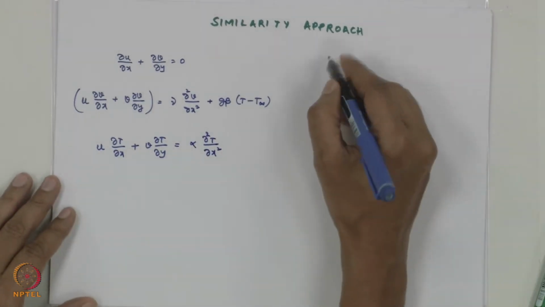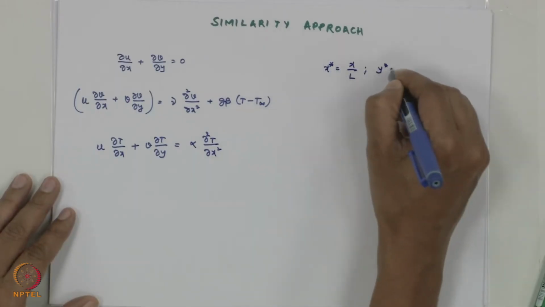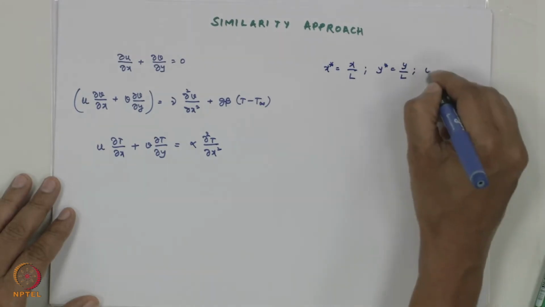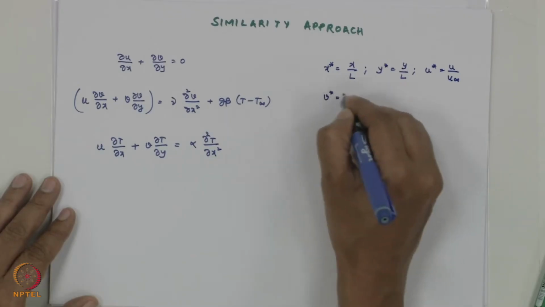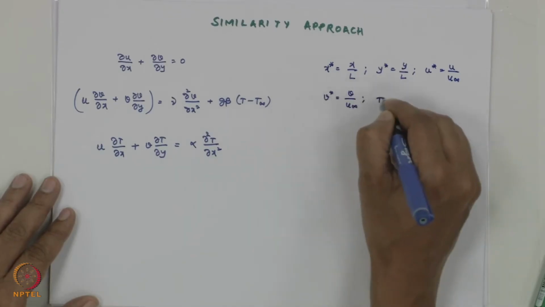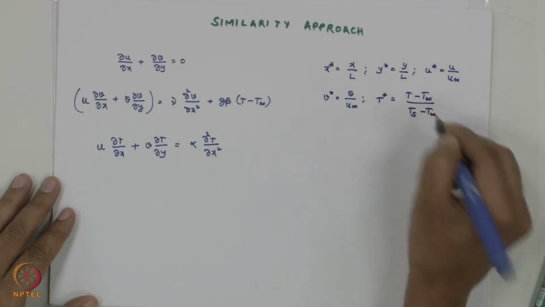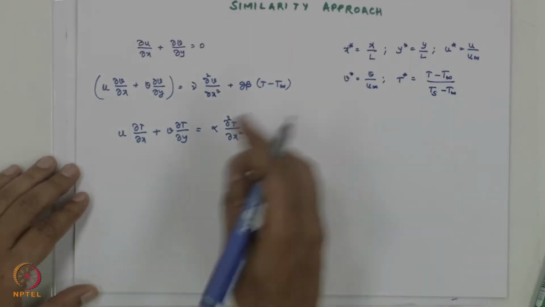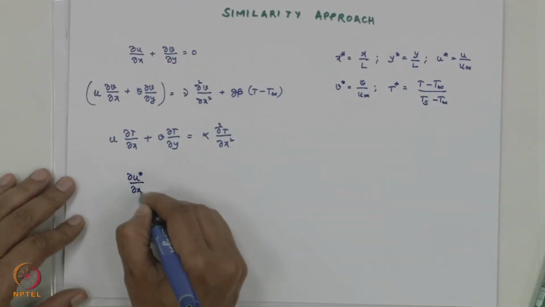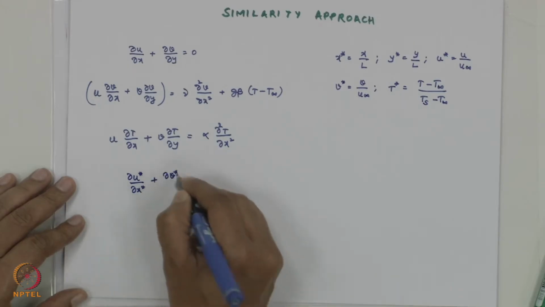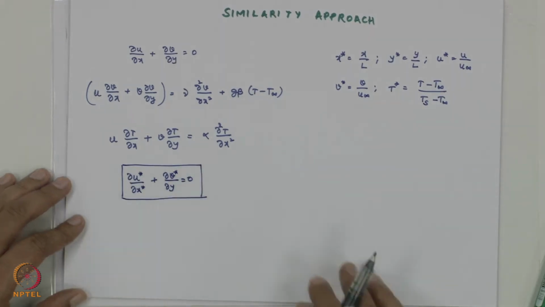So you non-dimensionalize: x star equal to x by L and y star equal to y by L, u star equal to u by u infinity, v star equal to v by u infinity, and t star equal to (t minus t infinity) upon (ts minus t infinity). If you non-dimensionalize the continuity equation, you just get del u star by del x star plus del v star by del y star equal to 0, nothing new, nothing important from the continuity equation.